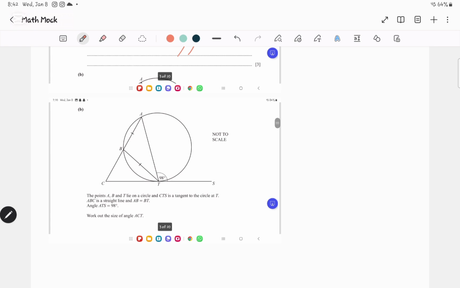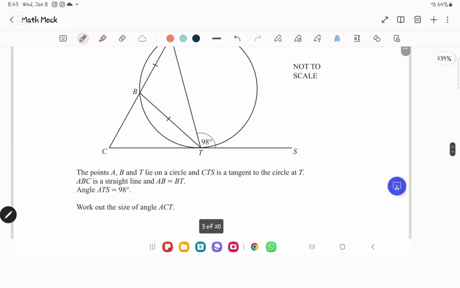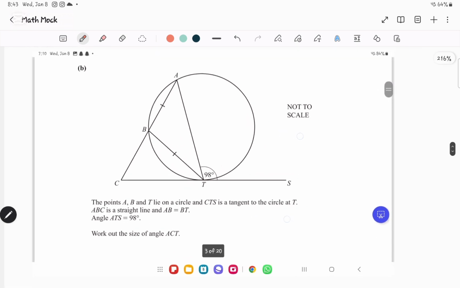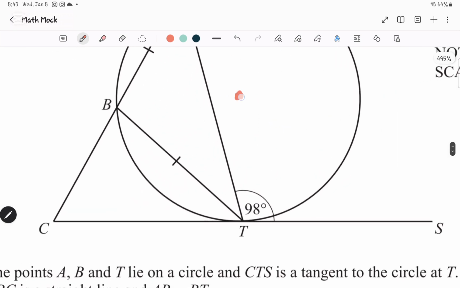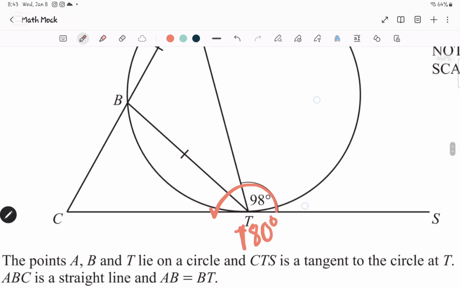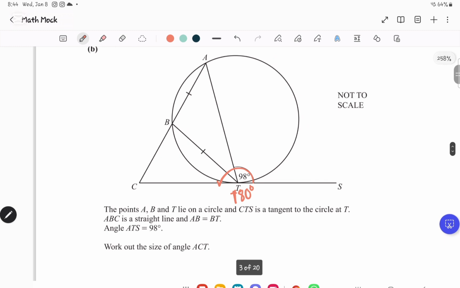Moving on to part B, the points A, B, and T lie on a circle, and CTS is a tangent at T. Now, usually if it's a tangent, from the center it is 90 degrees on each side. But since the center isn't located, they just give us the tangent as a whole. So all of this is 180 degrees. Now ABC is a straight line, that means 180 degrees, and AB is equal to BT, so this is an isosceles triangle.